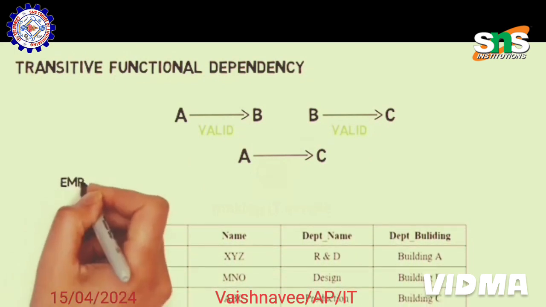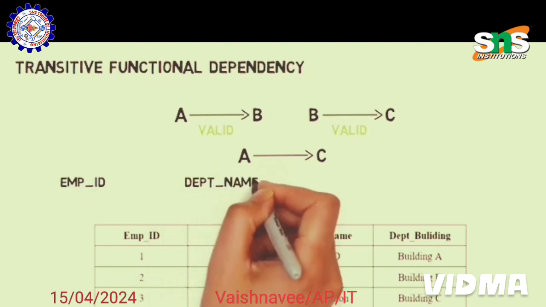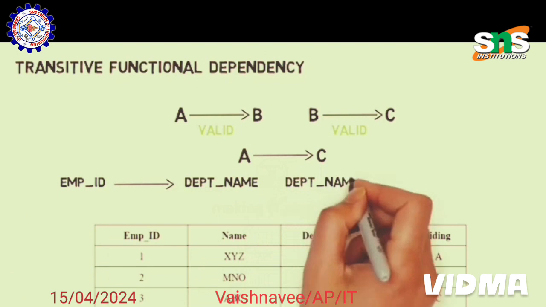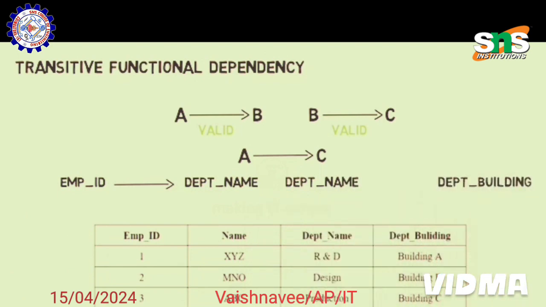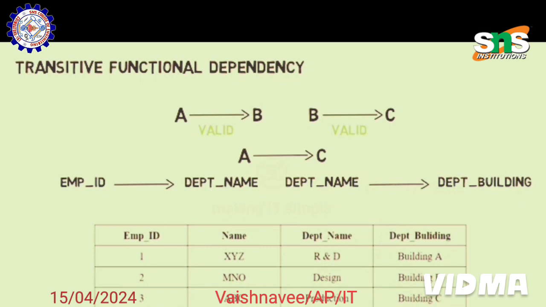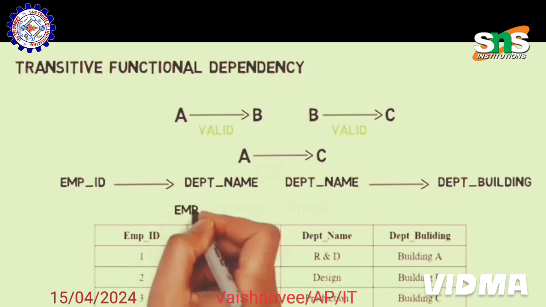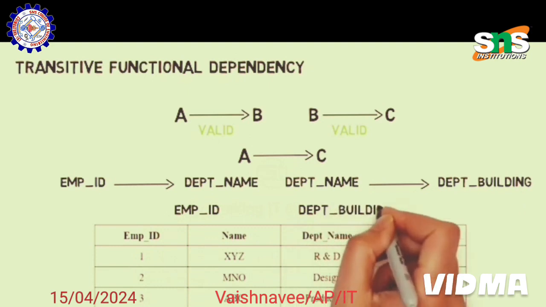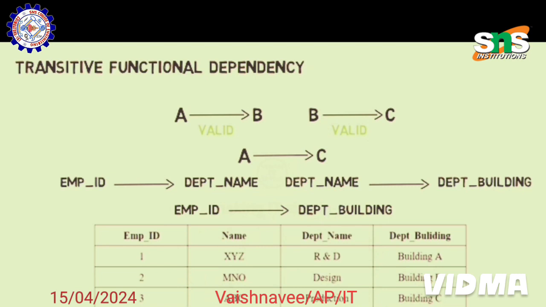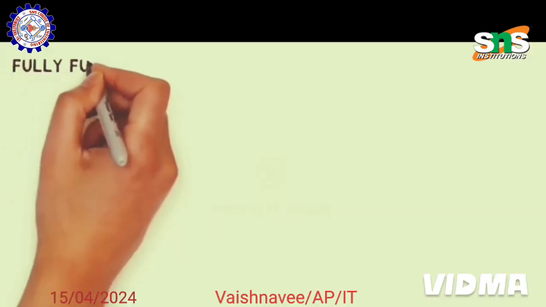Let us take an example of the employee table. Let us consider two functional dependencies based on that table. First one is employee ID determines department name, and department name determines department building. Both are valid functional dependencies. So by transitivity we can say that by using employee ID we can determine department building. This is an indirect functional dependency, which is called a transitive functional dependency.